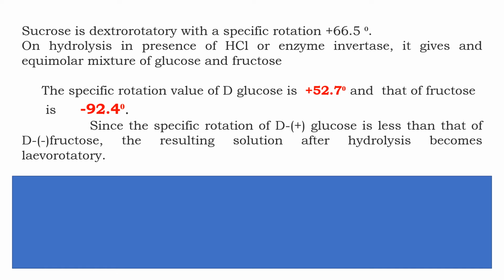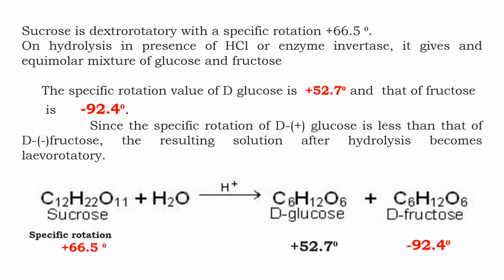Now we have to see what is the reason for inversion of cane sugar. Why is the specific rotation changing from dextrorotatory to levorotatory? The reason is very simple. In the case of the sucrose molecule, the specific rotation is plus 66.5, and there is a positive sign. It indicates it is a dextrorotatory sugar.